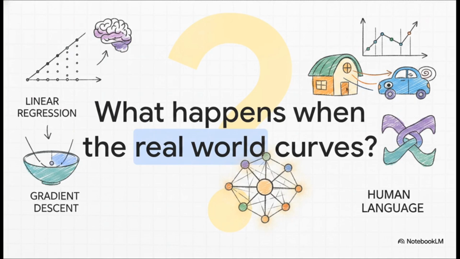Linear regression and gradient descent are brilliant tools for fitting straight lines and finding the bottom of perfect bowl-shaped valleys. But as we all know, the real world is rarely a straight line, right? Housing prices eventually plateau, car steering requires massively complex visual processing, and human language is just beautifully chaotic. So I leave you with this. What happens when the real world curves? How does a machine learn to predict the truly unpredictable?